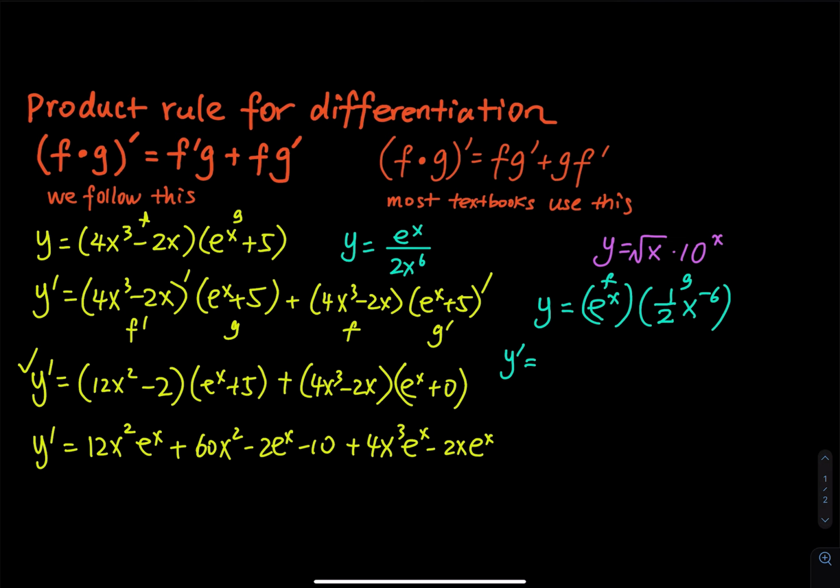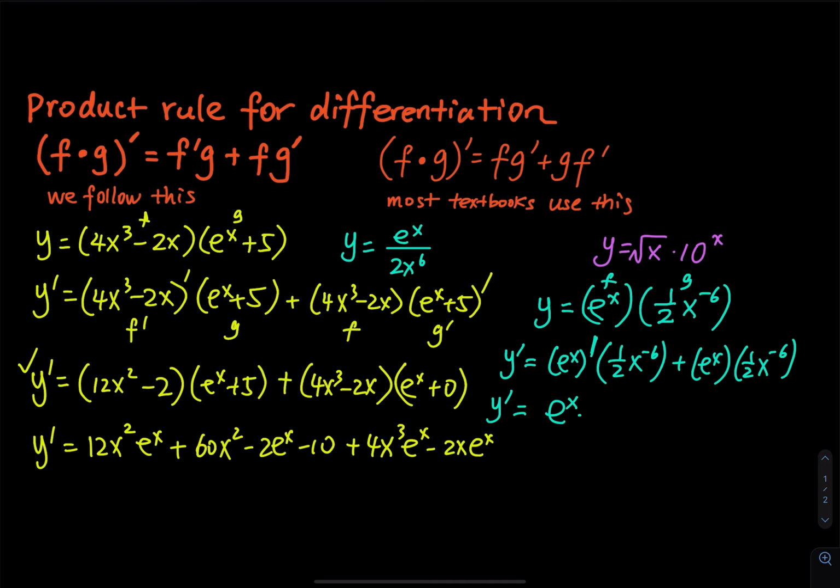So we have f prime, so e to the x derivative, and then g, don't move g, and then plus f, which is e to the x, and then g prime, so 1/2 x to the negative 6. So y prime equals the derivative of e to the x, which is still e to the x, and then you multiply 1/2 x to the negative 6, and then this one you are going to bring the negative 6 down, right? I will just put e to the x, and then negative 6 divided by 2, and then x to the negative 6 minus 1.